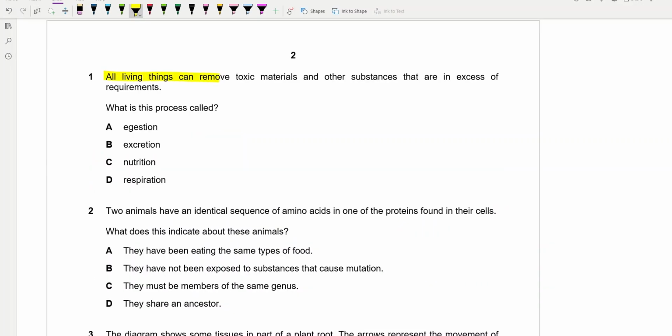All living things can remove toxic materials and other substances that are in excess of requirements. What is this process called? The answer will be excretion. Removal of substances is called excretion.